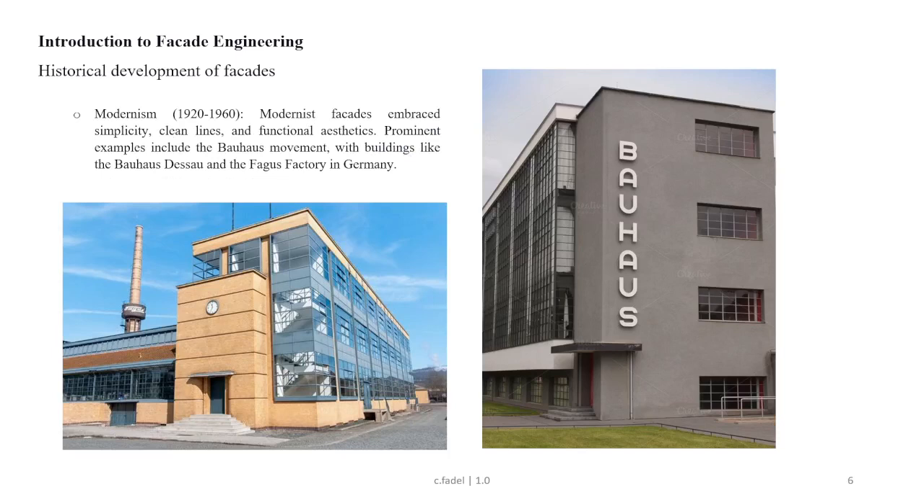And then after the Industrial Revolution's advances in facade engineering and design in architecture, there is the modernist facade, which embraces simplicity, clean lines, and functional aesthetic. This is prominent in examples of buildings from the Bauhaus movement, like the Bauhaus Dessau and the Fagus Factory in Germany.